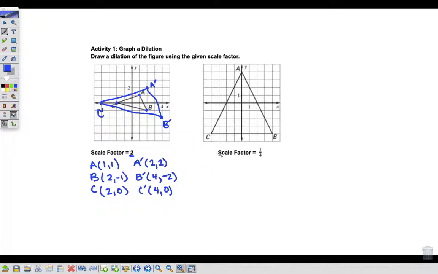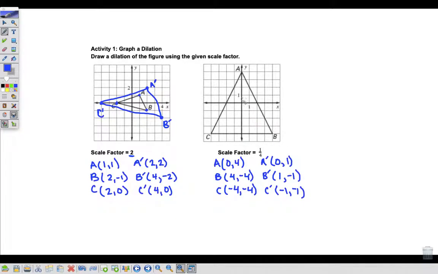So I'm going to do the same thing and just take my original ordered pairs, but this time I'm going to multiply them by 1/4. So A is at 0, 4. B is at 4, negative 4. And C is at negative 4, negative 4. So then that means A prime, 0 times 1/4 would be 0. 4 times 1/4 is 1. B prime, 4 times 1/4 is 1. Negative 4 times 1/4 is negative 1. And C prime, negative 4 times 1/4 is negative 1. Negative 4 times 1/4 is negative 1.